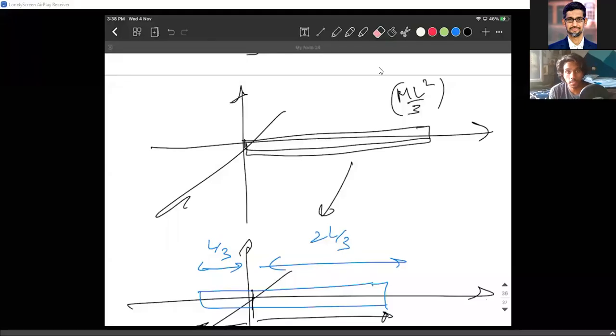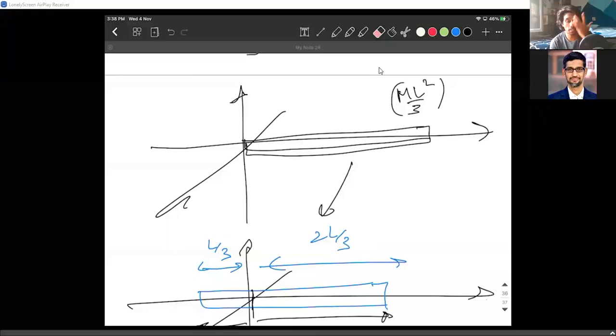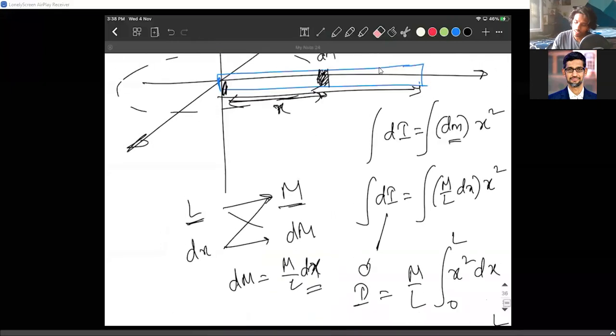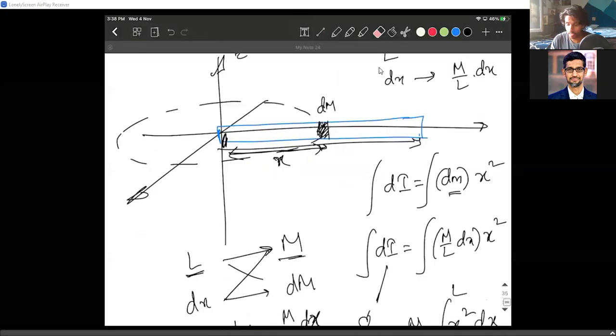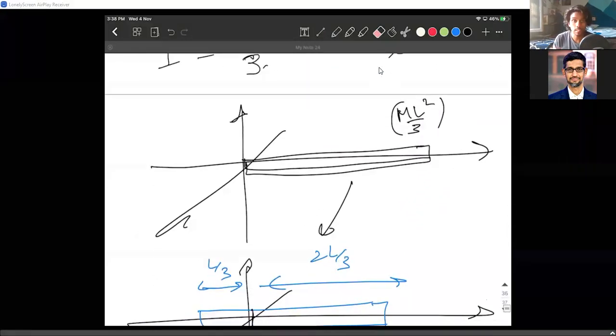Welcome back, guys. This is day 5 of rotation dynamics, right? And in yesterday's class, I just introduced you to the moment of inertia. We've talked about moment of inertia of some bodies, not a lot of bodies. I just talked about a rod, and we even derived the moment of inertia of a rod. We integrated from one end to the other end. We came up with a value ml square by 3.